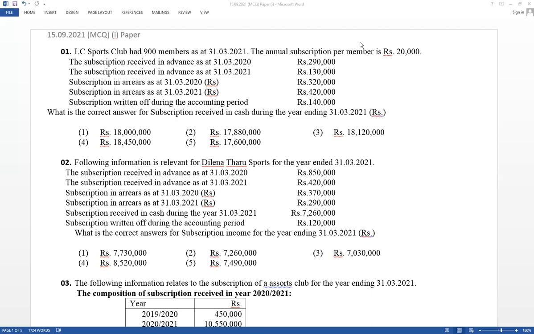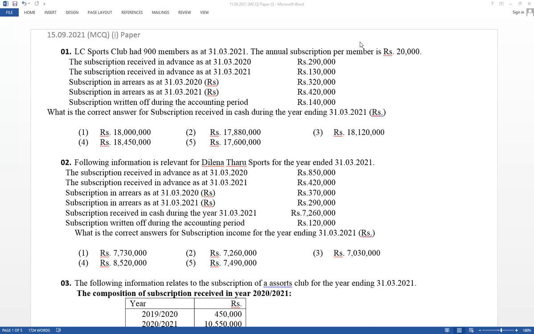What are the fundamental accounting concepts? Going concern. Think, assets and liabilities should be recognized separately as current and non-current based on which concept? Going concern. Basis for depreciation, going concern.